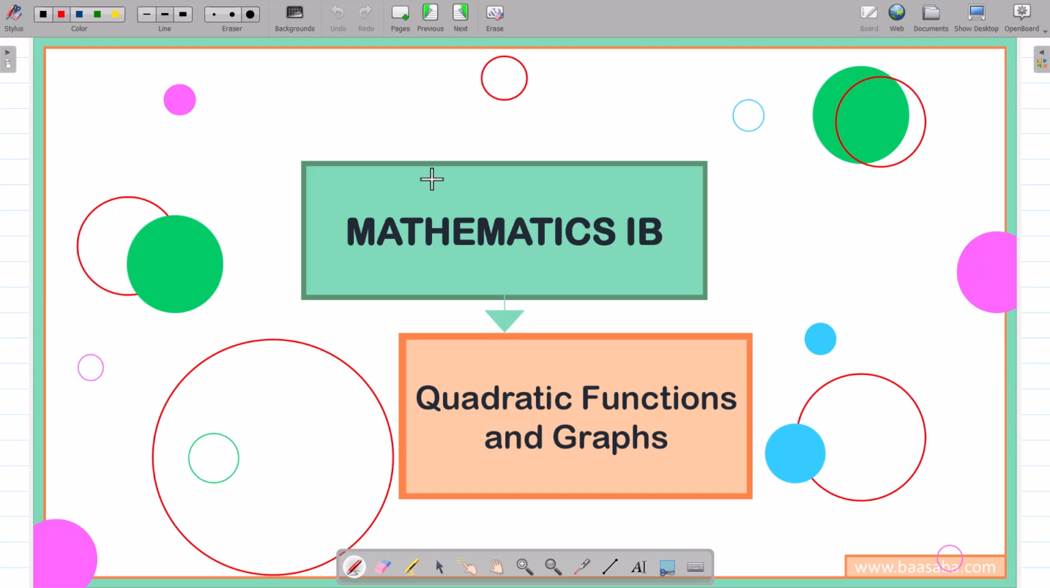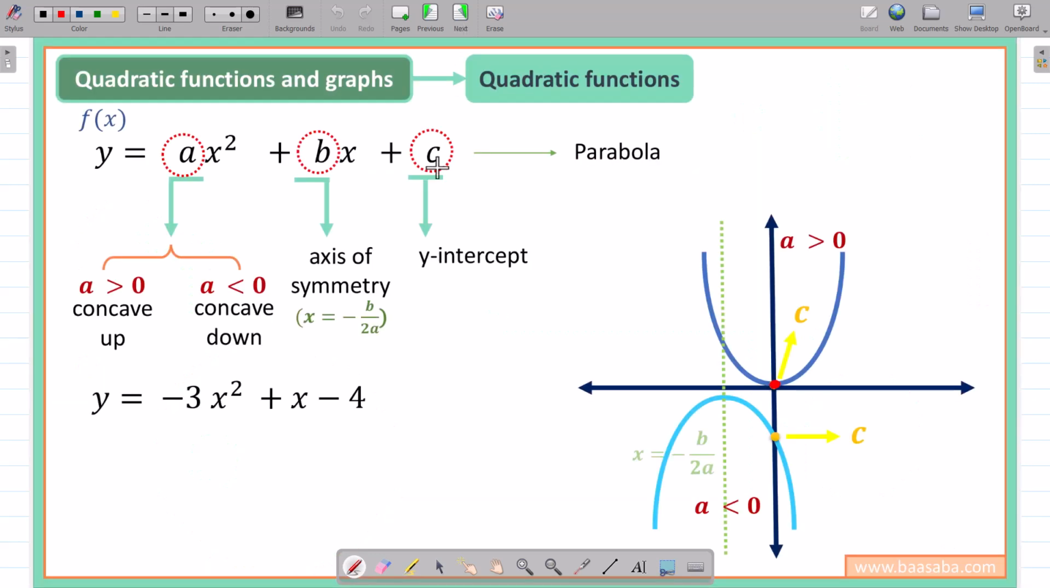Today we're going to learn all about quadratic functions and graphs. First of all, let's take a look at the general form of a quadratic function. y = ax² + bx + c. This is the general form of a quadratic function.